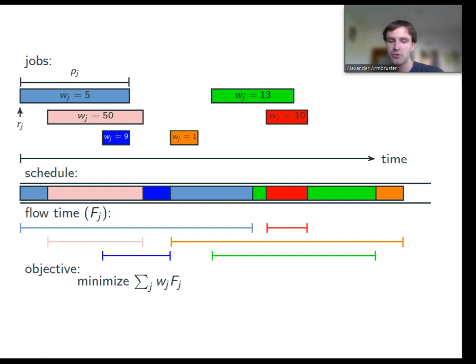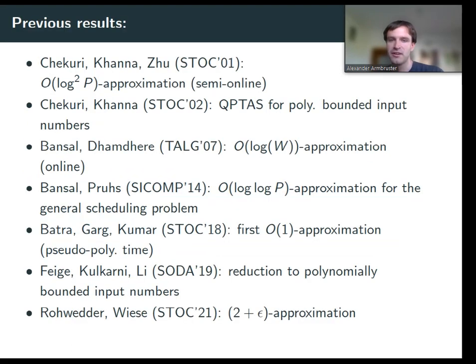And this problem already has a very long history. Back in 2001, there was the first log P squared approximation by Chekuri, Khanna, and Zhu. One year later, Chekuri and Khanna presented a QPTAS for this problem if the input numbers are polynomially bounded. And that already indicates there might also be a PTAS for this problem, but back then there was not even something close in this direction. So the best was a log squared approximation.